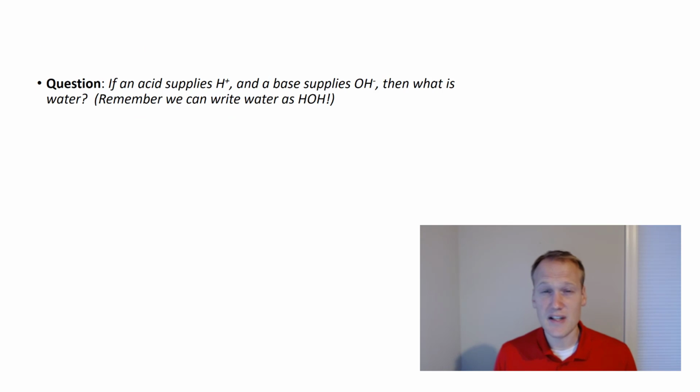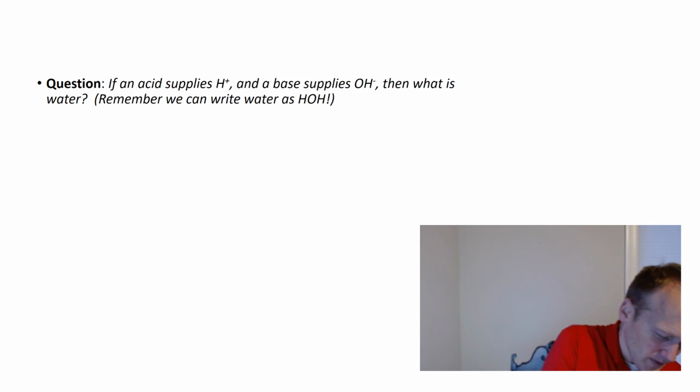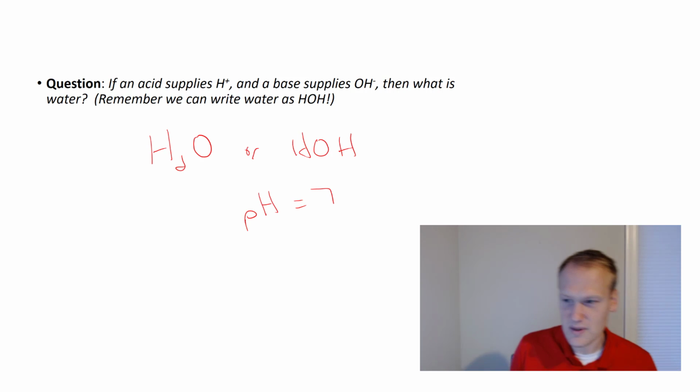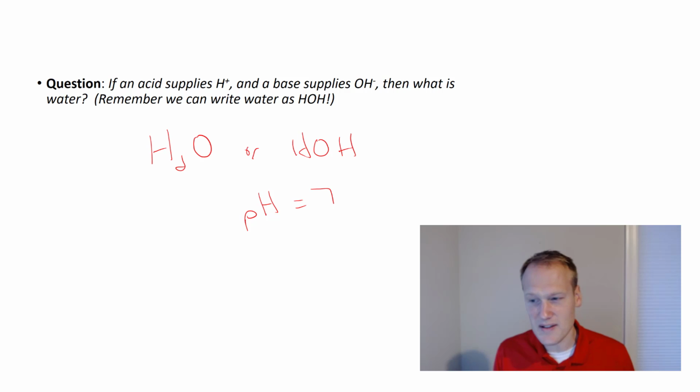So if an acid produces H+ ions and a base produces OH- ions, then what would water be? Water, H2O or HOH, would have a pH that is neutral or 7 because it's in between an acid and a base. It has the ability to produce both of those ions.